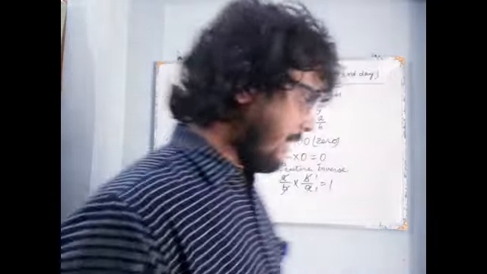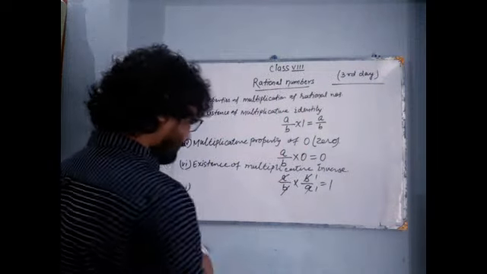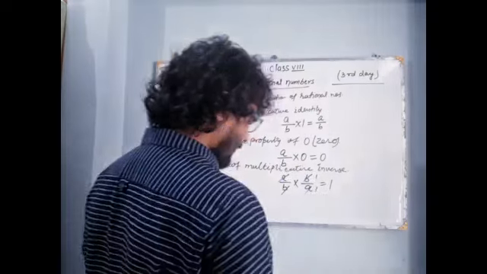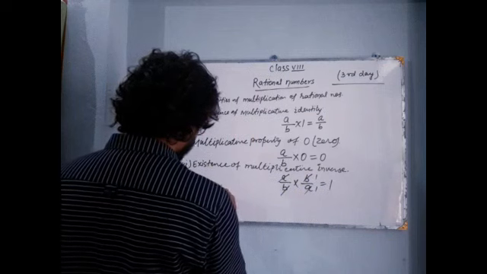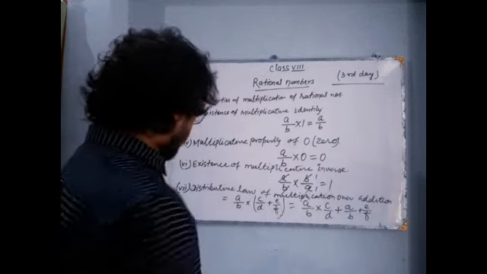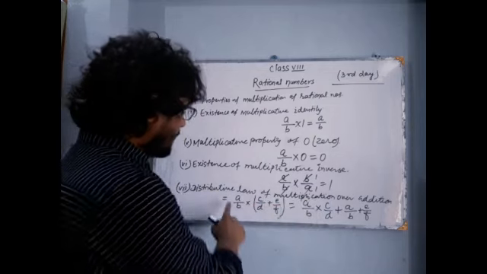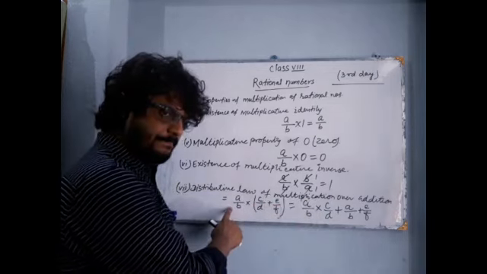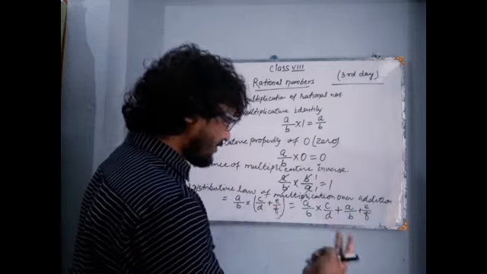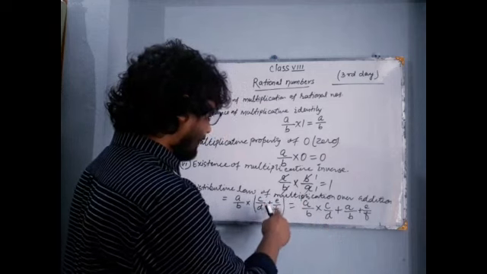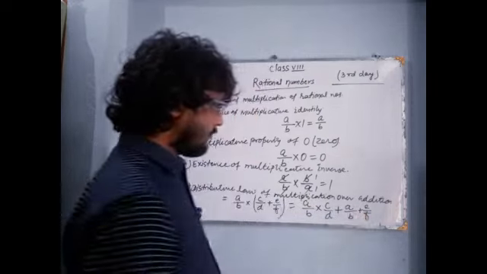Got it? And the last property, that is property number 7, is the distributive law of multiplication over addition. Suppose that there is a rational number a by b which is multiplied by the sum of two rational numbers, that is c by d and e by f. Then we can write a by b into c by d plus a by b into e by f.